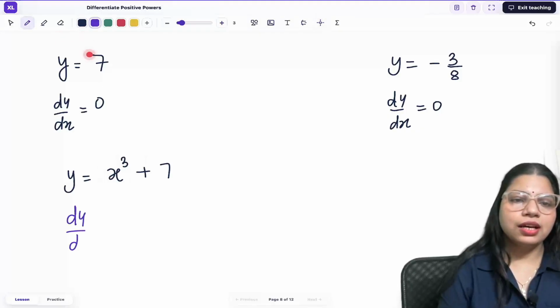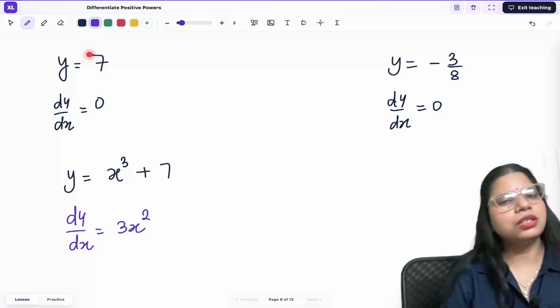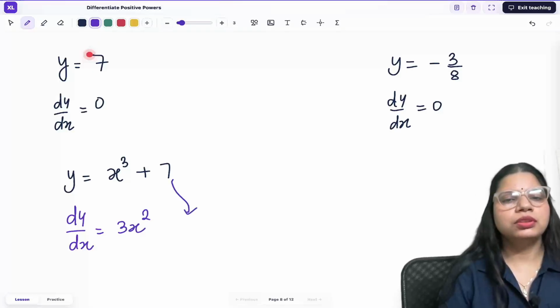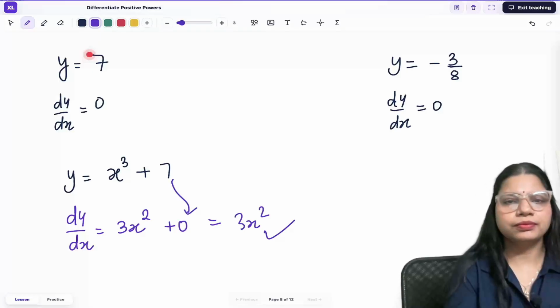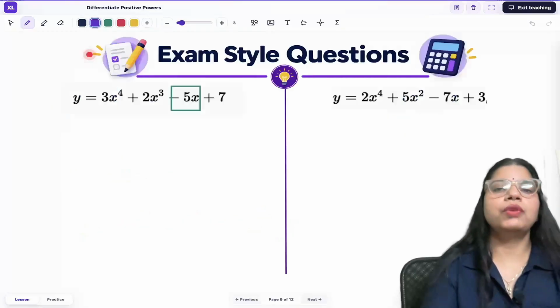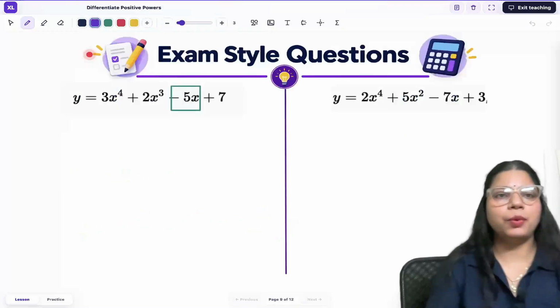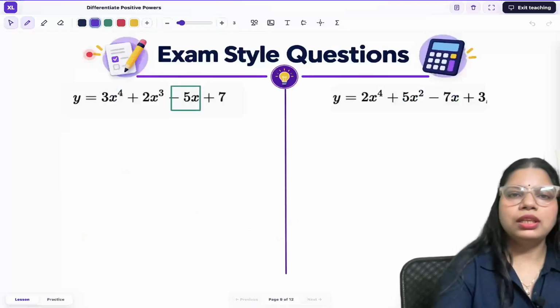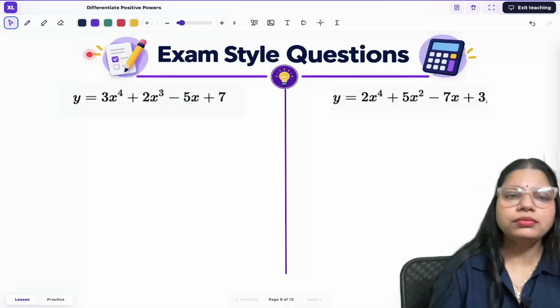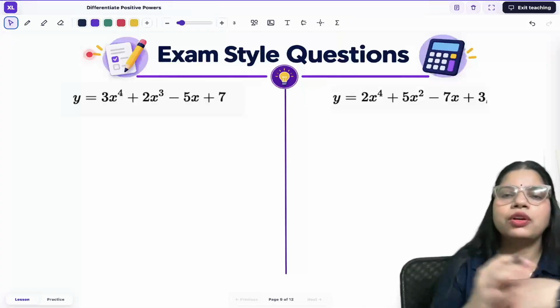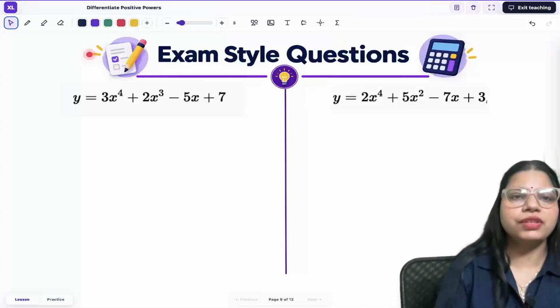To differentiate that, the first one is super simple, 3x squared, and the second will turn out to be 0. So whether you write it or not, you can just simply leave it as this. Correct? Now we will have some exam style questions. So let's try understanding our exam style questions. We have a long string of terms over here and we have to differentiate that.